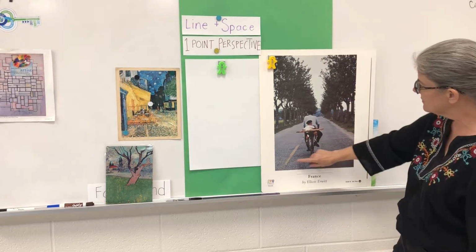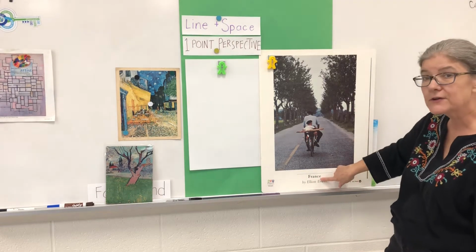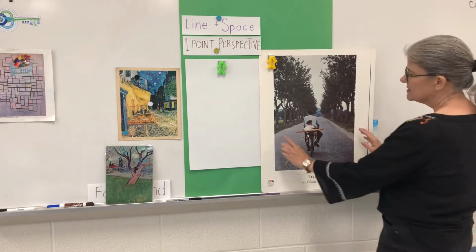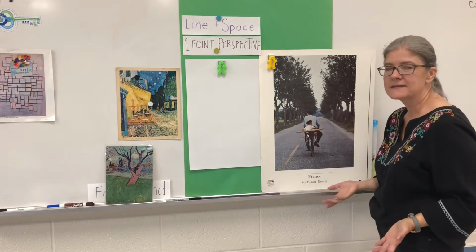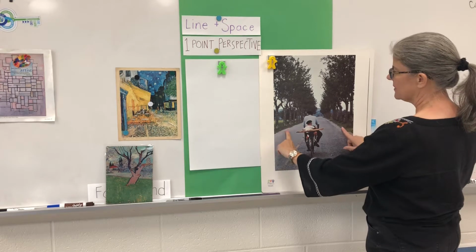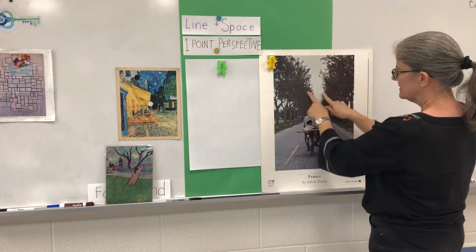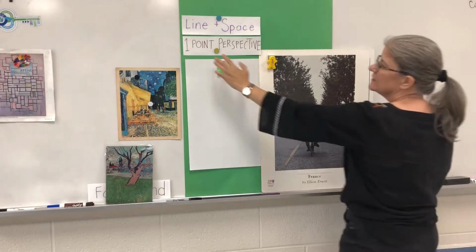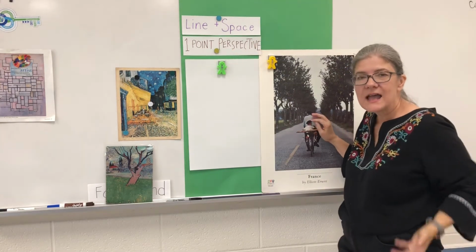And I want you to notice the dotted line in the road. This says France because it's a photograph of people in France. That's a loaf of French bread. I want you to notice the trees. These trees were all planted probably at the same time, so they're all about the same size. And then you see the side of the road comes together, and the tops of the trees come together. And this gives us one-point perspective.